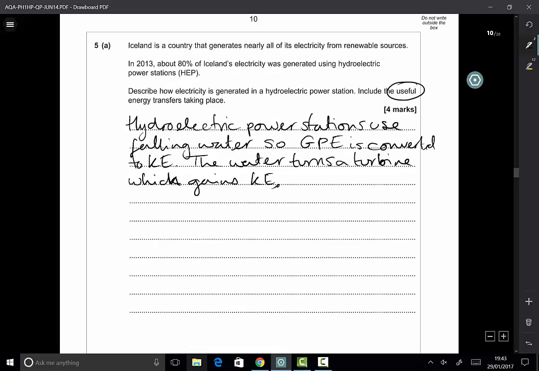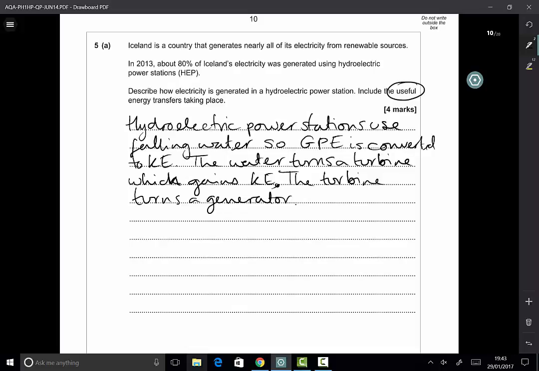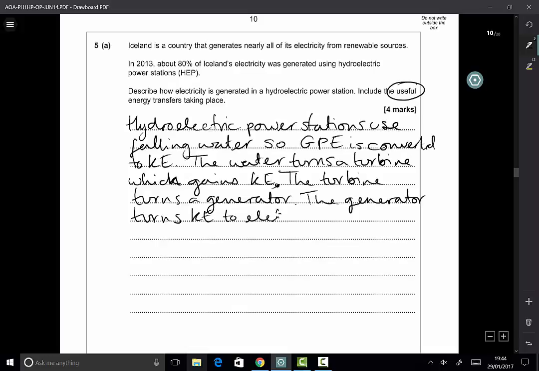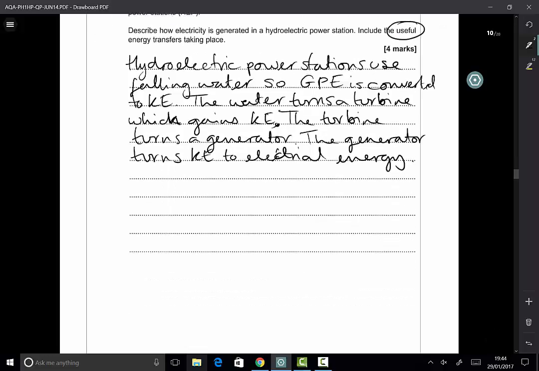And that in turn turns a generator. And the generator, what that does is it converts kinetic energy to electrical energy. So the generator turns KE to electrical energy. Okay, and that's all we need to say because we only need to include the useful energy transfers.